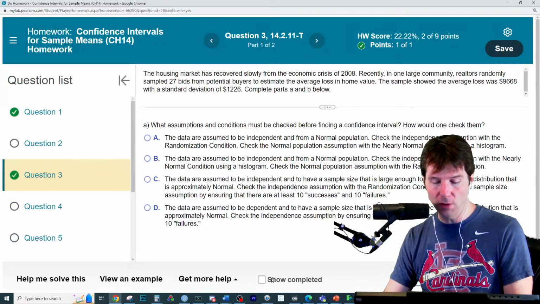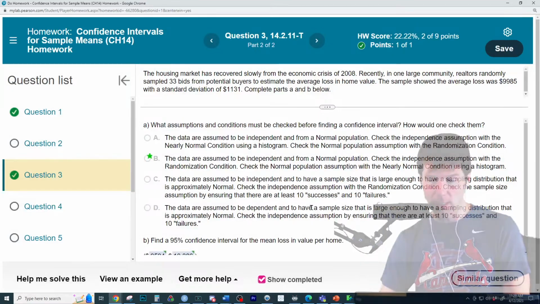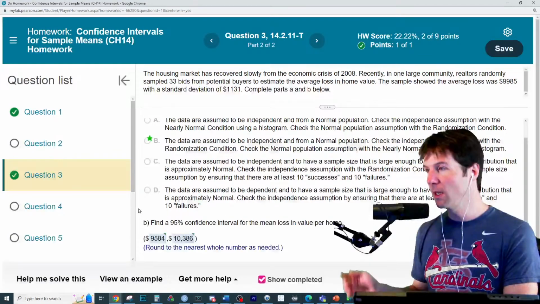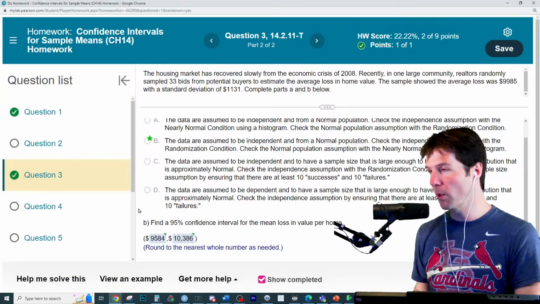It's not needed, but you could say from a sample of 33 bids, we estimated with 95% confidence the true mean loss in home value to be contained in an interval, and so on. So you could mention it, that from a sample of 33 bids, we created a 95% interval, but that's not needed. It's not bad to say that, but we just make sure we get the necessary components.